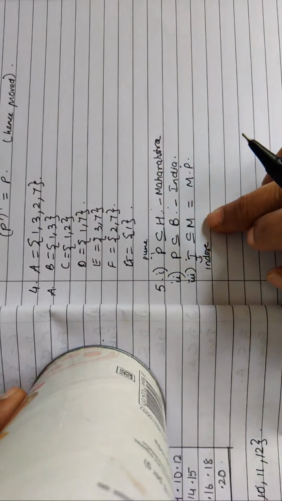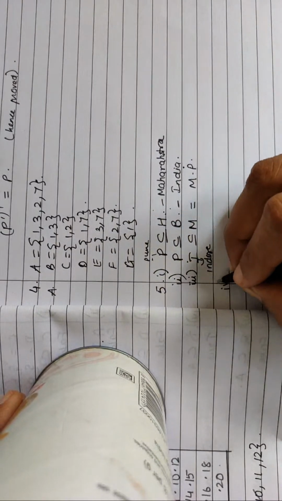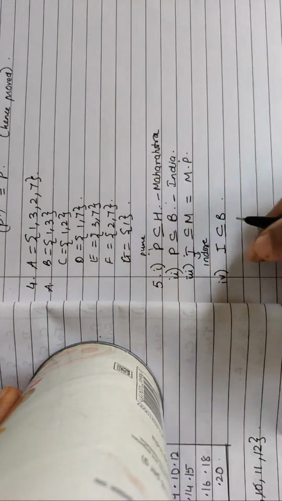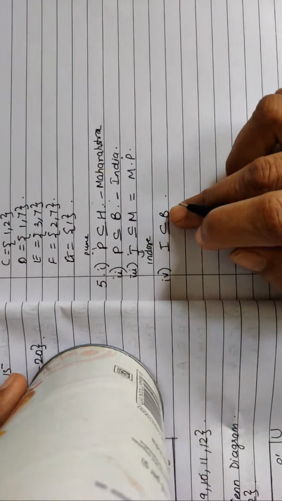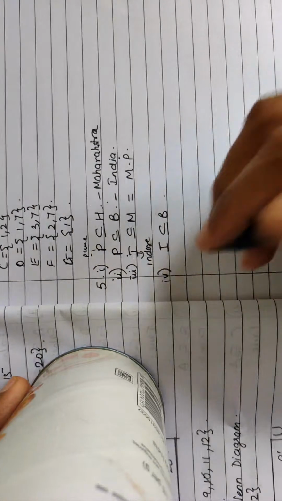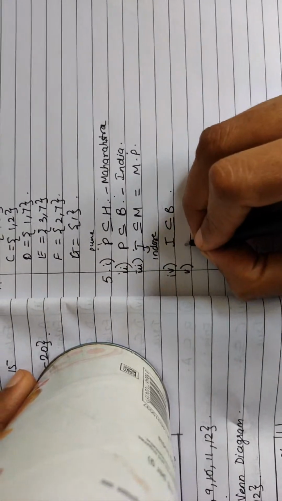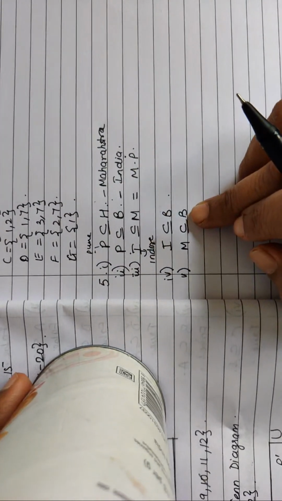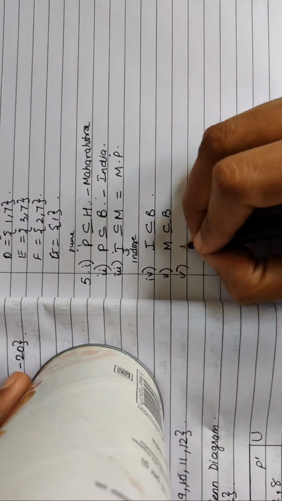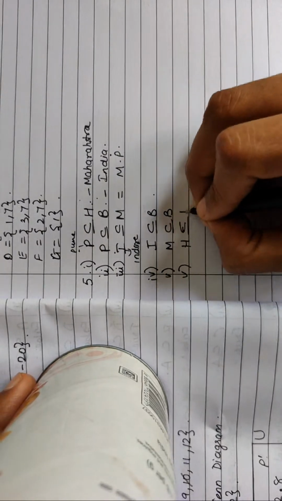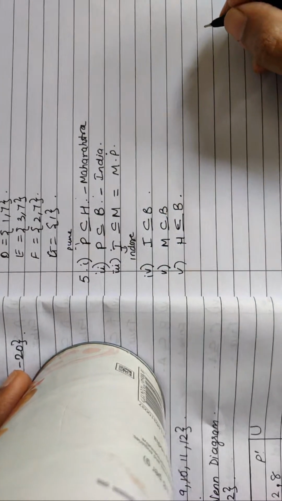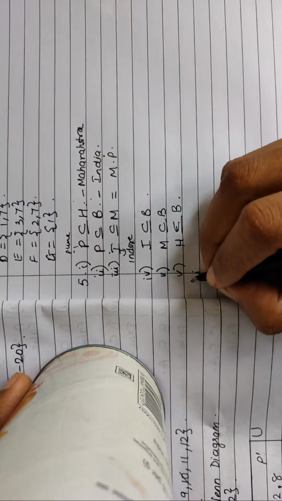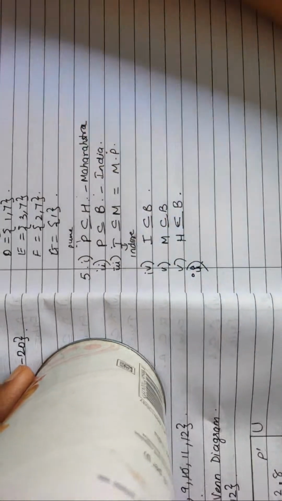So I is a subset of M. Then I is also a subset of B because Indore India में भी है भाई. So I is a subset of B. Next, M is a subset of B. मध्य प्रदेश भी इंडिया में है. And yes, अपना महाराष्ट्र is also in India. So all these are subsets of B. So we finished with the first subset question.